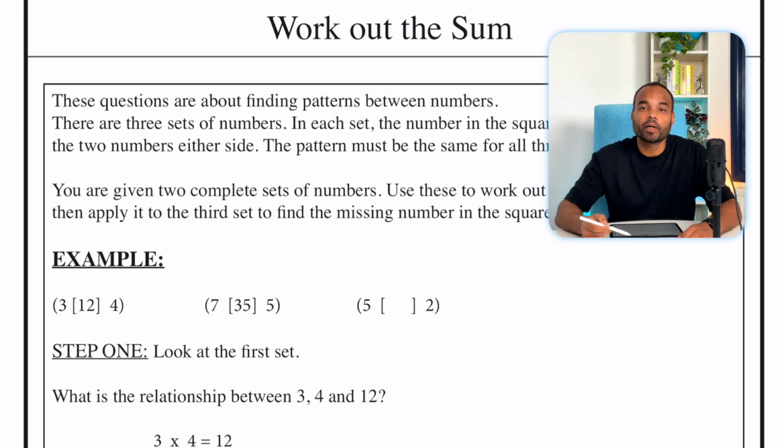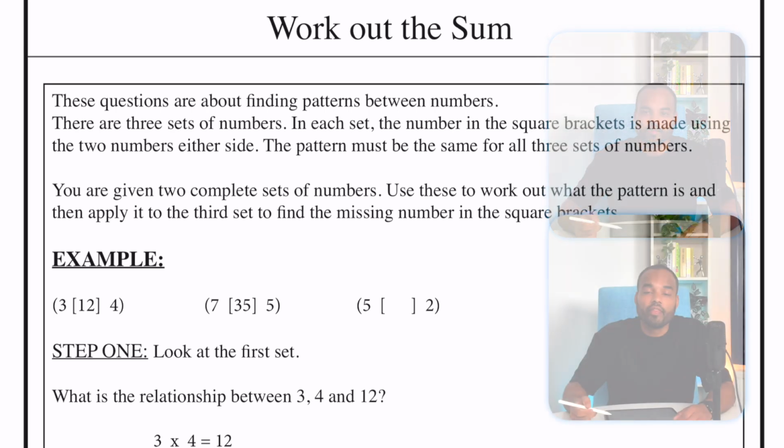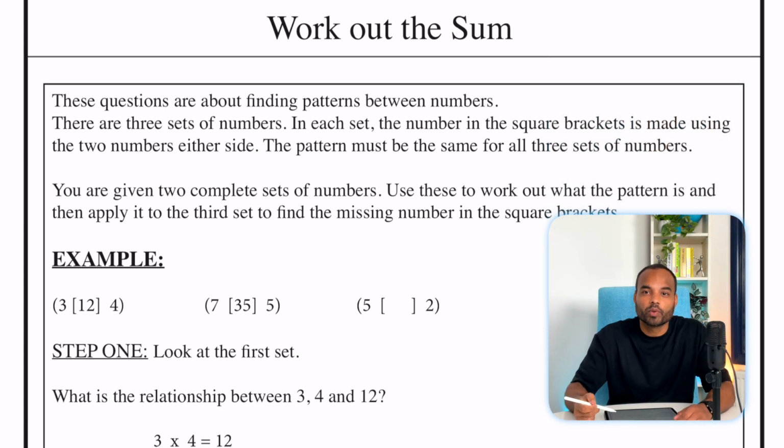Okay, so let's start by looking at an example from our textbook. These questions are about finding patterns between different sets of numbers. The number in the middle has been formed from the two numbers either side. Now, whatever the pattern is, it needs to be the same for all three sets. So let's take a look at this example.